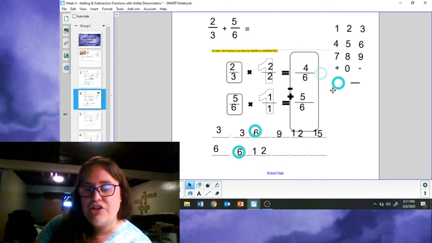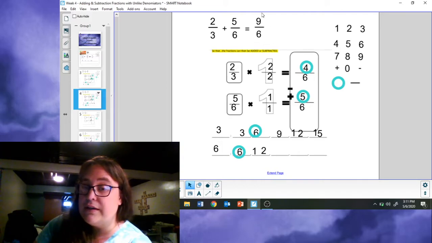When you add your fractions with like denominators, you're only adding those top numbers. So you've got 5 plus 4 gives you 9. Your bottom number, your piece size, stays the same. So it's going to be 6.